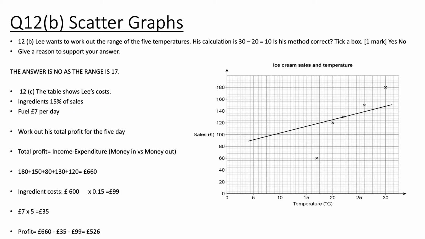Right guys, question 12b. It says Lee wants to work out the range of the 5 temperatures. His calculation is 13 minus 20 is 10. Is he correct? Tick a box for your answer. I put no, the answer is 17 actually, because 30 there is my biggest, and that's my smallest.